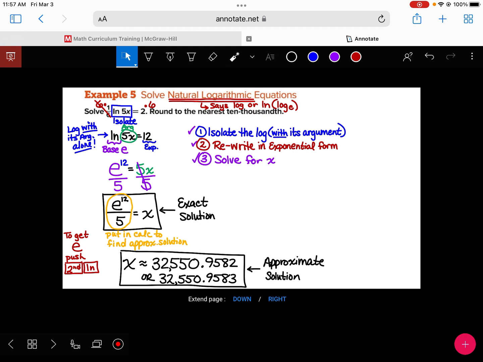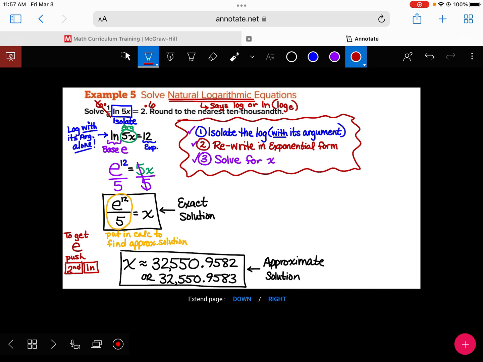All right, how many more problems do we have to go? We got one more problem. We have example number 6 down at the bottom of the page. Oh no, on this we're done. We have one more example and then we're done with 8-4.